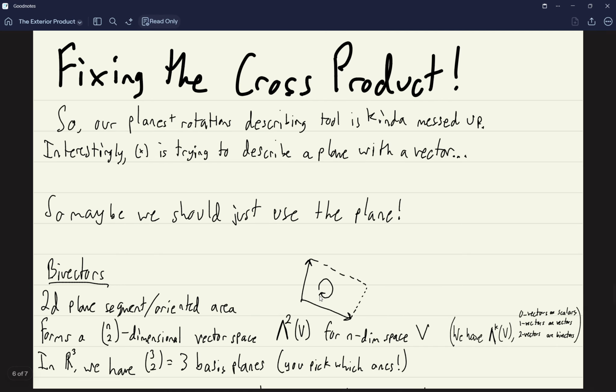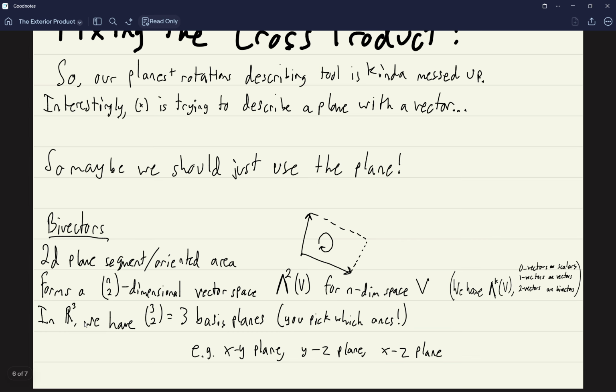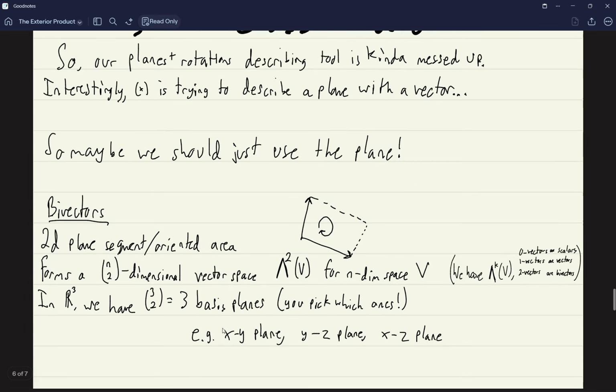And so we get a vector space of these with, so if we have, say, 3 basis vectors in R3, we have 3 choose 2 basis planes. This is 3 choose 2 because our basis planes are going to be however many ways you can pick 2 basis vectors and take the plane that they sort of span. So you can decide which 3 basis planes you have, but in R3 it'll always be 3. So for example, you could pick the XY plane, the YZ plane, and the XZ plane.